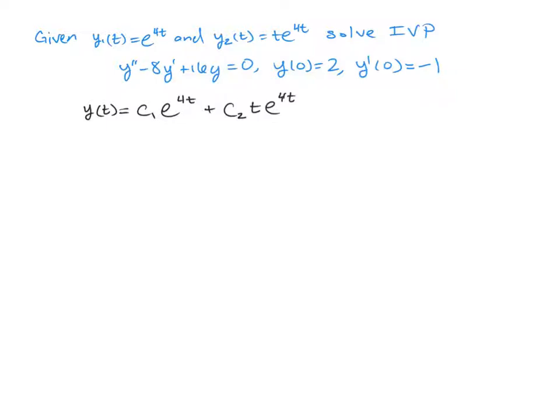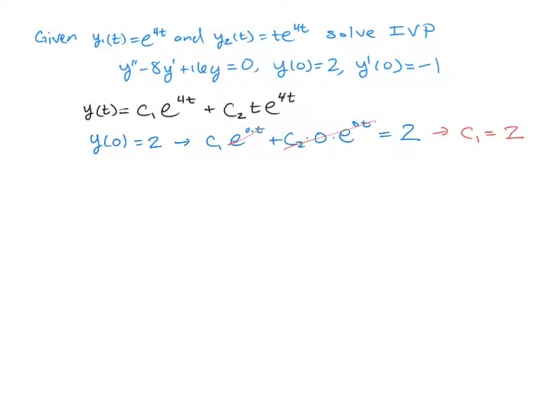So the first one is y of 0 is equal to 2. So that says that we're going to have a C1 times e to the 0t plus a C2 times 0 times e to the 0t is equal to 2. So, of course, the second term just cancels out because it's 0. E to the 0t is just 1. So that tells us that C1 is equal to 2.